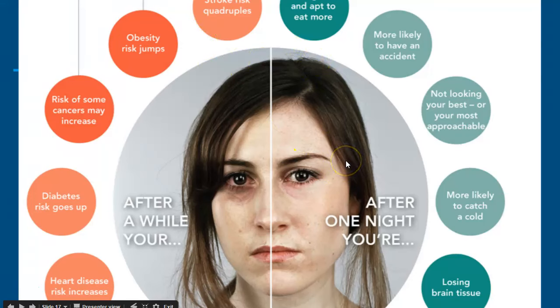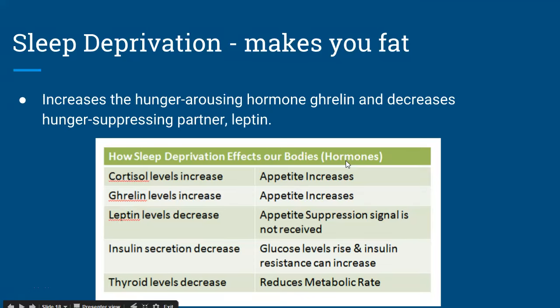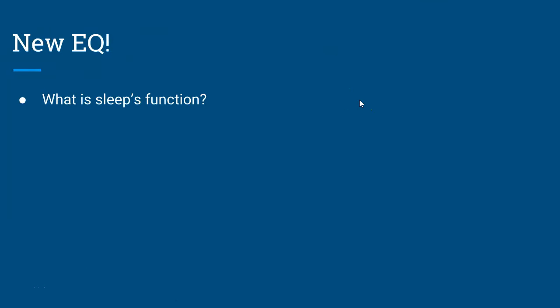So people that don't sleep well are at higher risk for obesity. And that happens because it actually does make you fat. It increases the hunger-arousing hormone, ghrelin, and decreases the hunger-suppressing partner, which is leptin. So get some sleep so your metabolism can be on track.